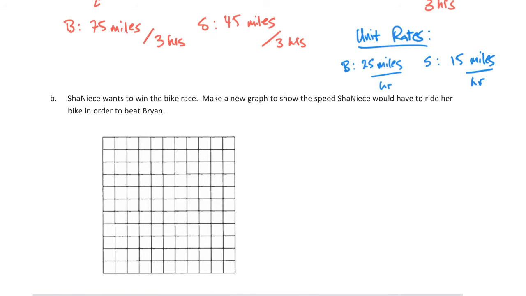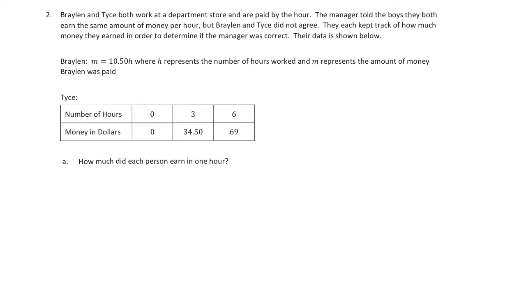Okay, one last example. In the last example, we've got two people, Braylon and Tice, working at a department store, and they are paid by the hour, okay? The manager tells both of the kids that they are earning the same amount of money per hour, but Braylon and Tice don't agree. They each keep track of how much they've earned in order to determine if the manager is correct. And here's the data shown.